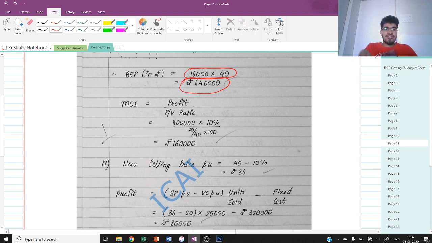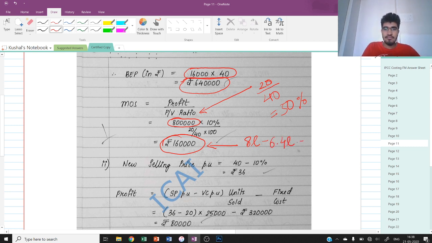You now have to compute the margin of safety, which is nothing but profit upon PV ratio. The profit is 10% of sales. Sales are 8 lakh, so the profit is 80,000 whole upon PV ratio. PV ratio is contribution upon sales into 100. The contribution is 40 minus 20, which is 20, whole upon selling price per unit, which is 40, which gives me a PV ratio of 50%. So 80,000 upon 50% gives me an amount of rupees 1,60,000. Okay, this can also be computed as actual sales minus BEP sales. Actual sales are 8 lakh minus break-even sales of 6,40,000, which is nothing but 1.6 lakhs.